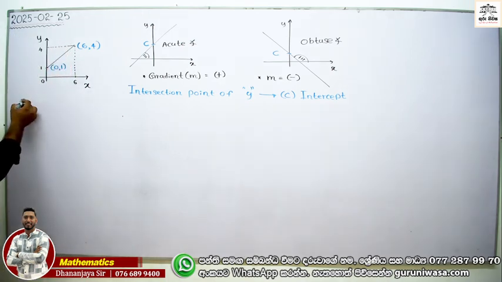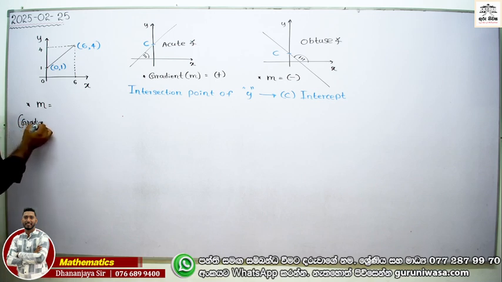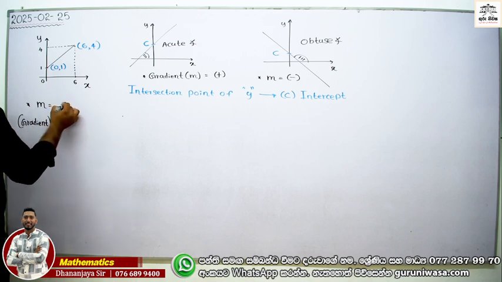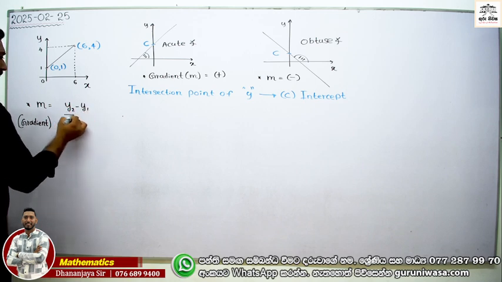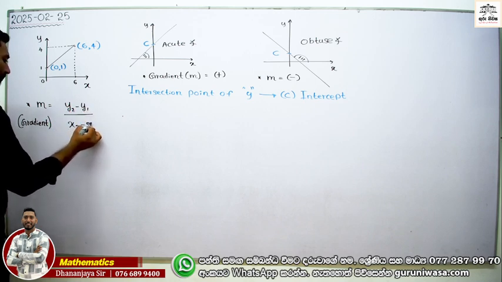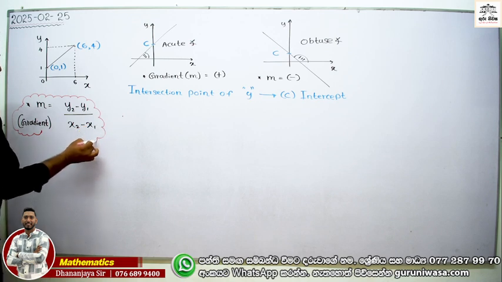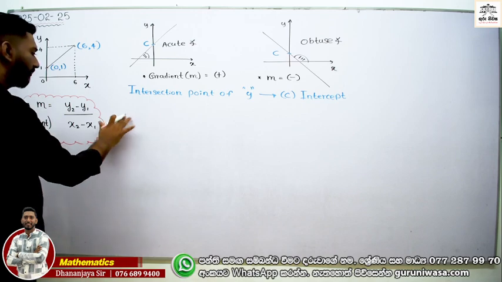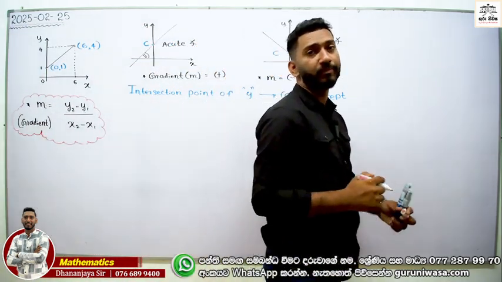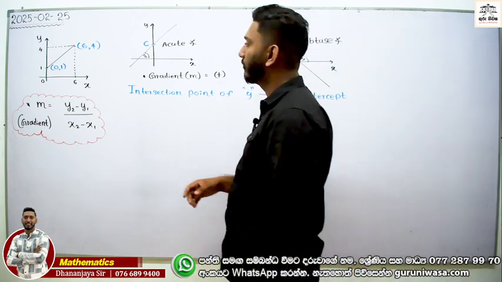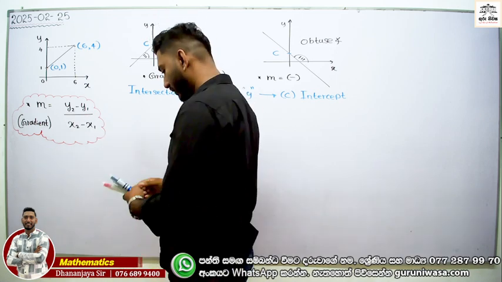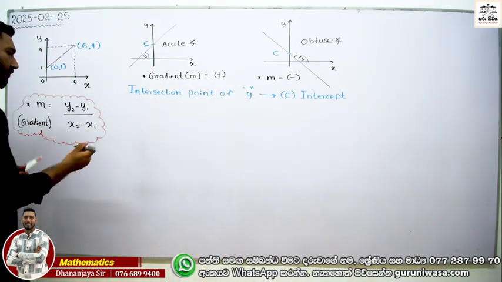How to find the gradient. Gradient is equal to the difference of y coordinates divided by the difference of x coordinates. Keep this in mind. This is the method to find the gradient. Now we have two coordinate points. Now go to the question. First I am going to find the gradient.